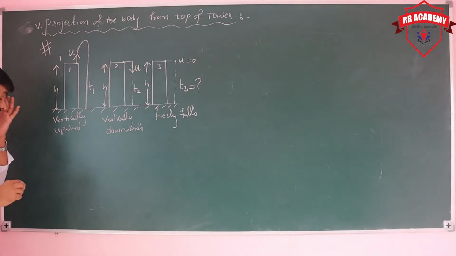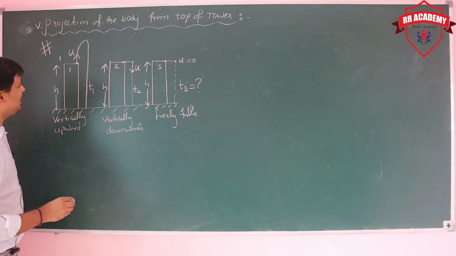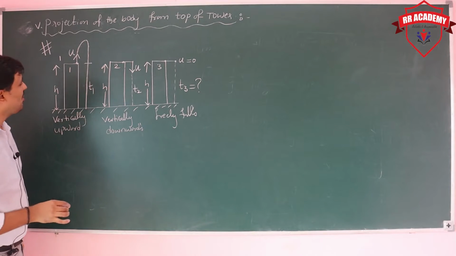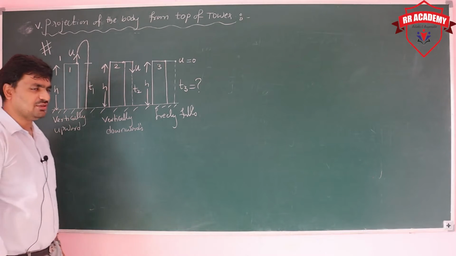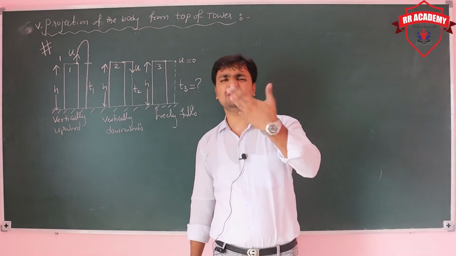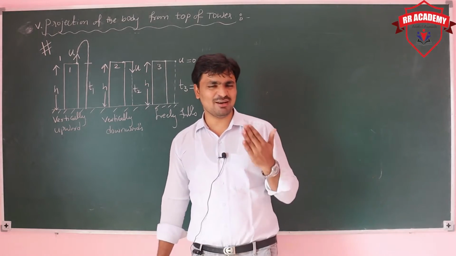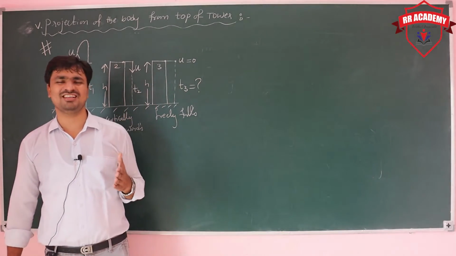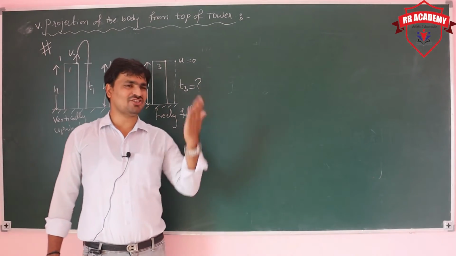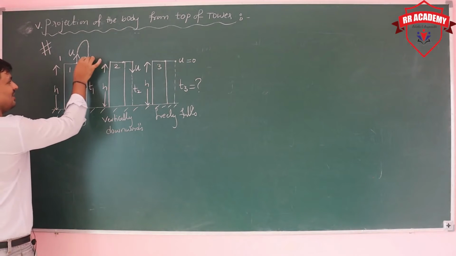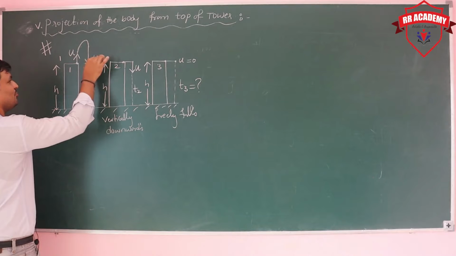So see the situation. First of all, I am trying to find how much time there is here. See here, with what velocity are we projecting? With u velocity. Again the body is coming to the same point. With what velocity? Yes, with the same velocity, because the velocity of projection is equal to the velocity of striking. If it is the ground, then our body is striking with u velocity only, yes or no? Yes.